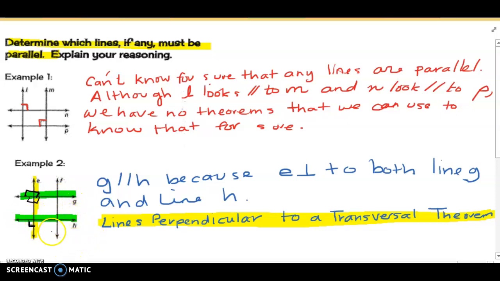If we look, both of these right angles are along line E. So I can say that E has to be perpendicular to G, and E has to be perpendicular to H. The lines perpendicular to a transversal theorem tells us that if one line is perpendicular to 2 different lines, then the 2 different lines have to be parallel. So we can confirm that lines G and H are parallel because E is perpendicular to both, and the theorem we would use is the lines perpendicular to a transversal theorem.